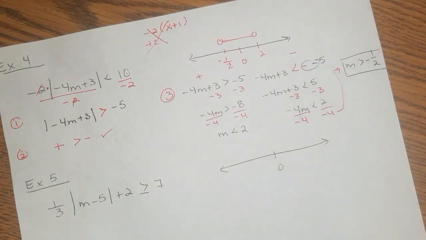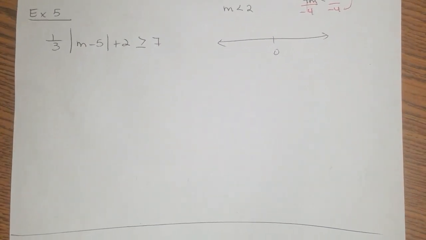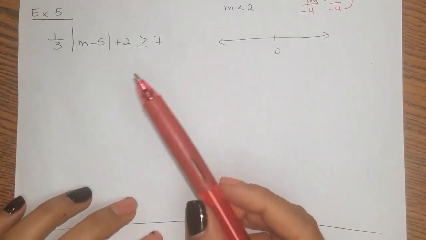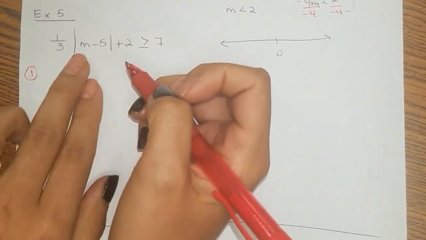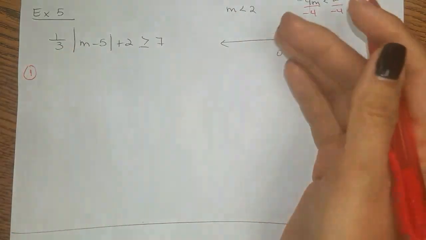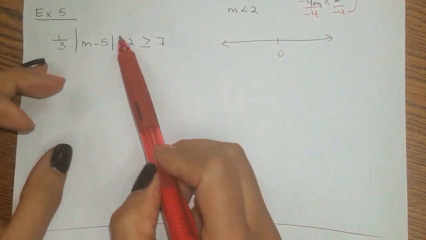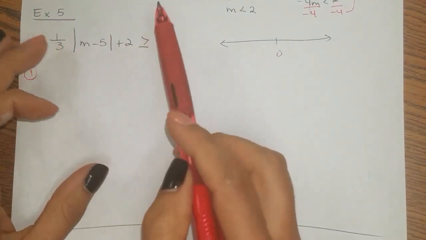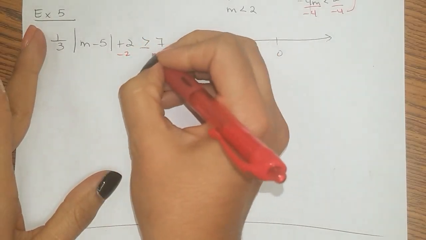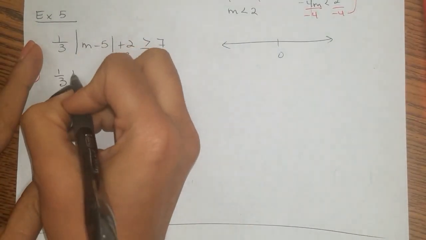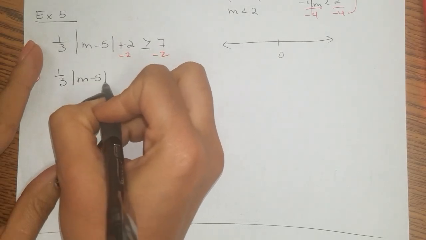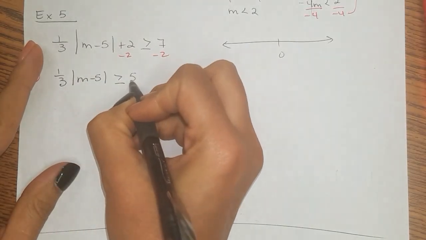Okay, one more example for you guys. Then I have some practice problems. So step 1, we have to solve for this. We have to get this by itself. So remember, when you're solving, you work from the outside in. So the furthest thing away from this is going to be this 2 over here. So we have to subtract 2 on each side. So then we're left with 1/3 m minus 5 greater than or equal to 5.